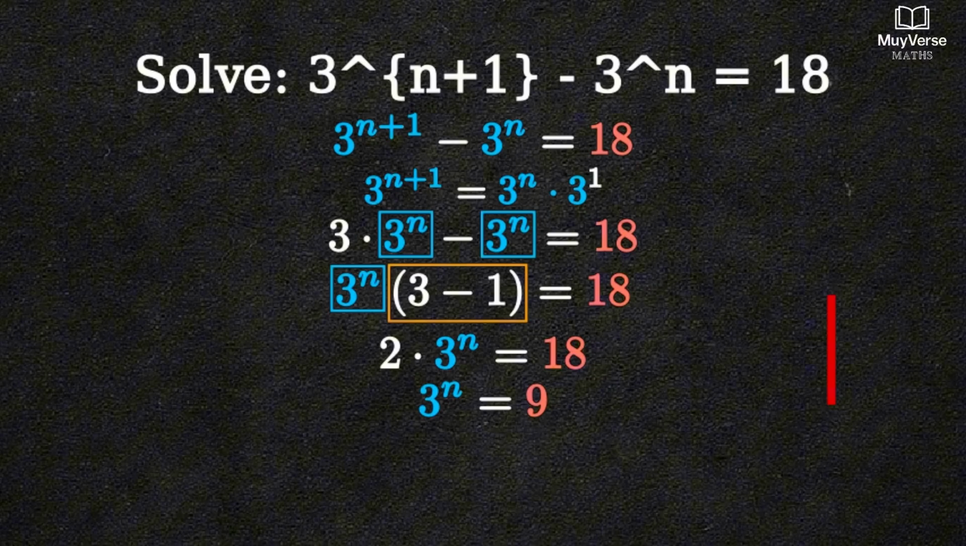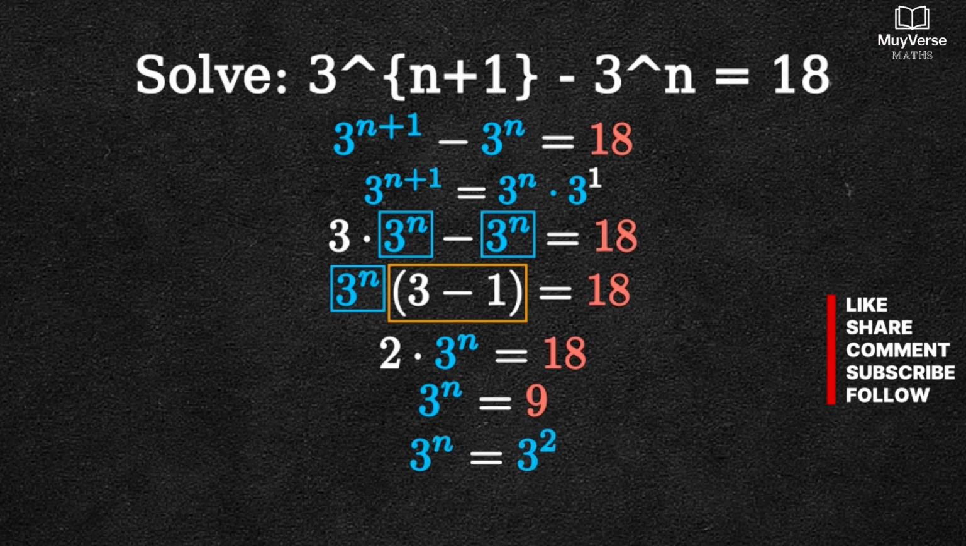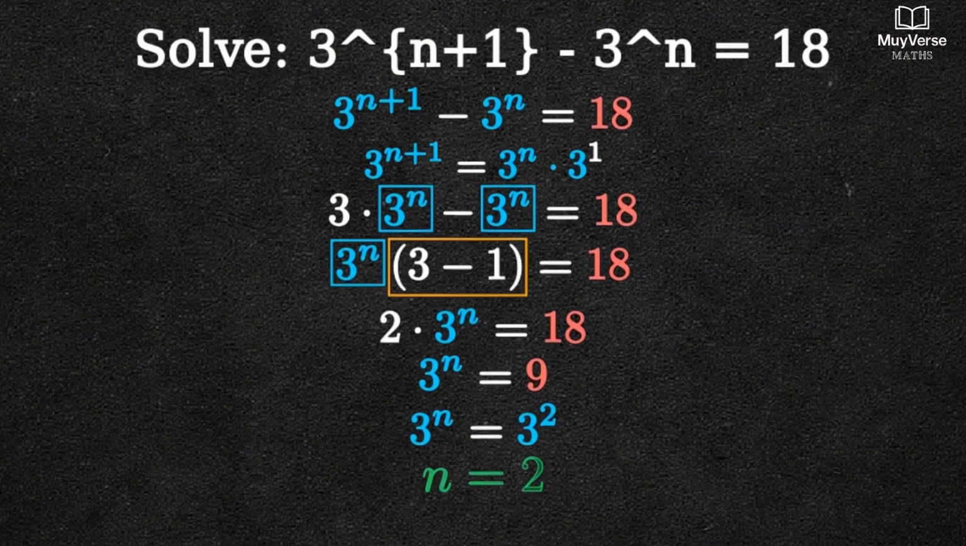Step 5. Write both sides with the same base. 9 is 3 squared. So 3 to the n equals 3 squared. Step 6. Because the bases match and are positive and not equal to 1, the exponents must be equal. Therefore, n equals 2.